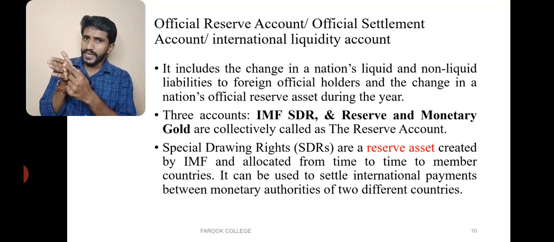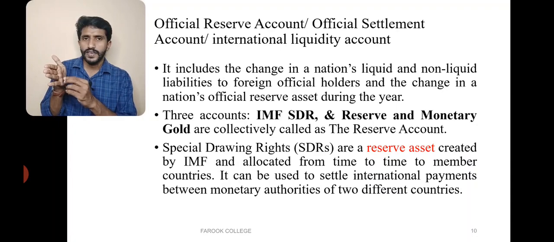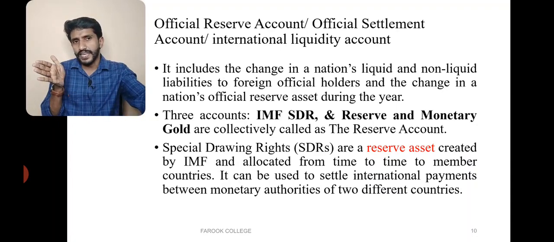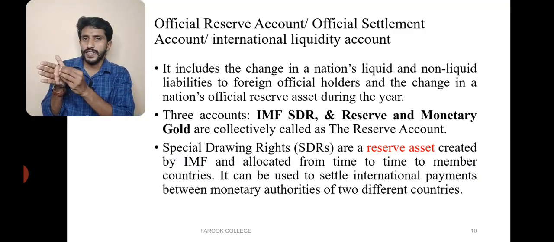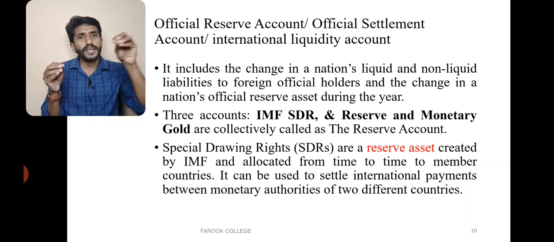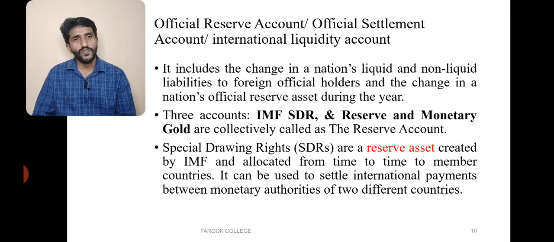So mainly two accounts, capital account and current account. If there is a surplus or deficit, we will explain what deficit and surplus are. If there is a deficiency of funds, we will take from the official reserve account. If there is a surplus in those accounts, we will put that money into the official reserve account. That's why there is another account known as official reserve account or official settlement account.